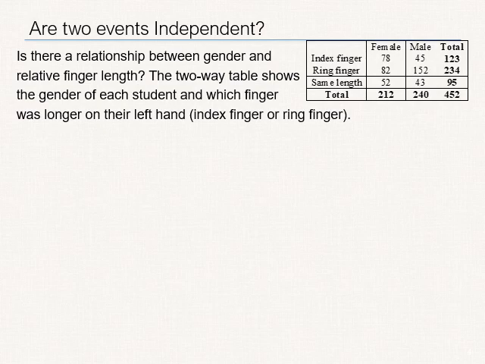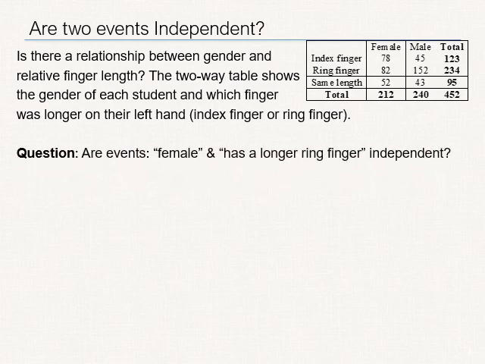We can see here in our table that for some people the index finger, the finger you use to point with, is longer. Some have a ring finger that is longer, and some have a ring finger and index finger that are the same length. So the question we want to investigate is: are the events being female and having a longer ring finger independent?